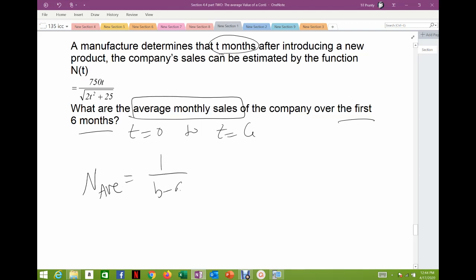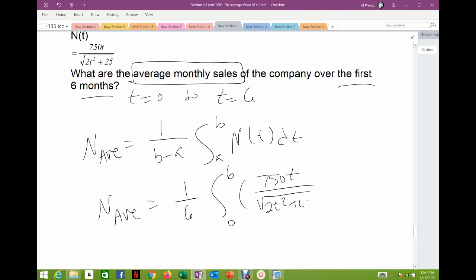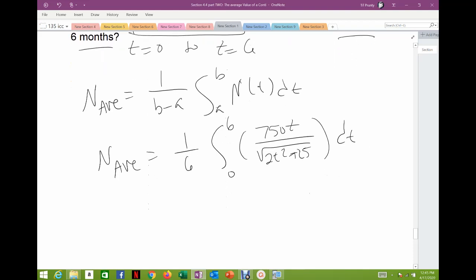Again, we'd take 1 over B minus A, integrating from A to B of our, oops, not M, N of t. So our B would be 6, our A would be 0. So 6 minus 0 is just 6. I'm leaving off the minus 0. 0 to 6 of 750t divided by the square root of 2t squared plus 25. And again, this one you actually have to solve with the calculator. You actually can't solve this by hand. So this is one of those examples where you have to use the calculator. You cannot find this integral by hand.